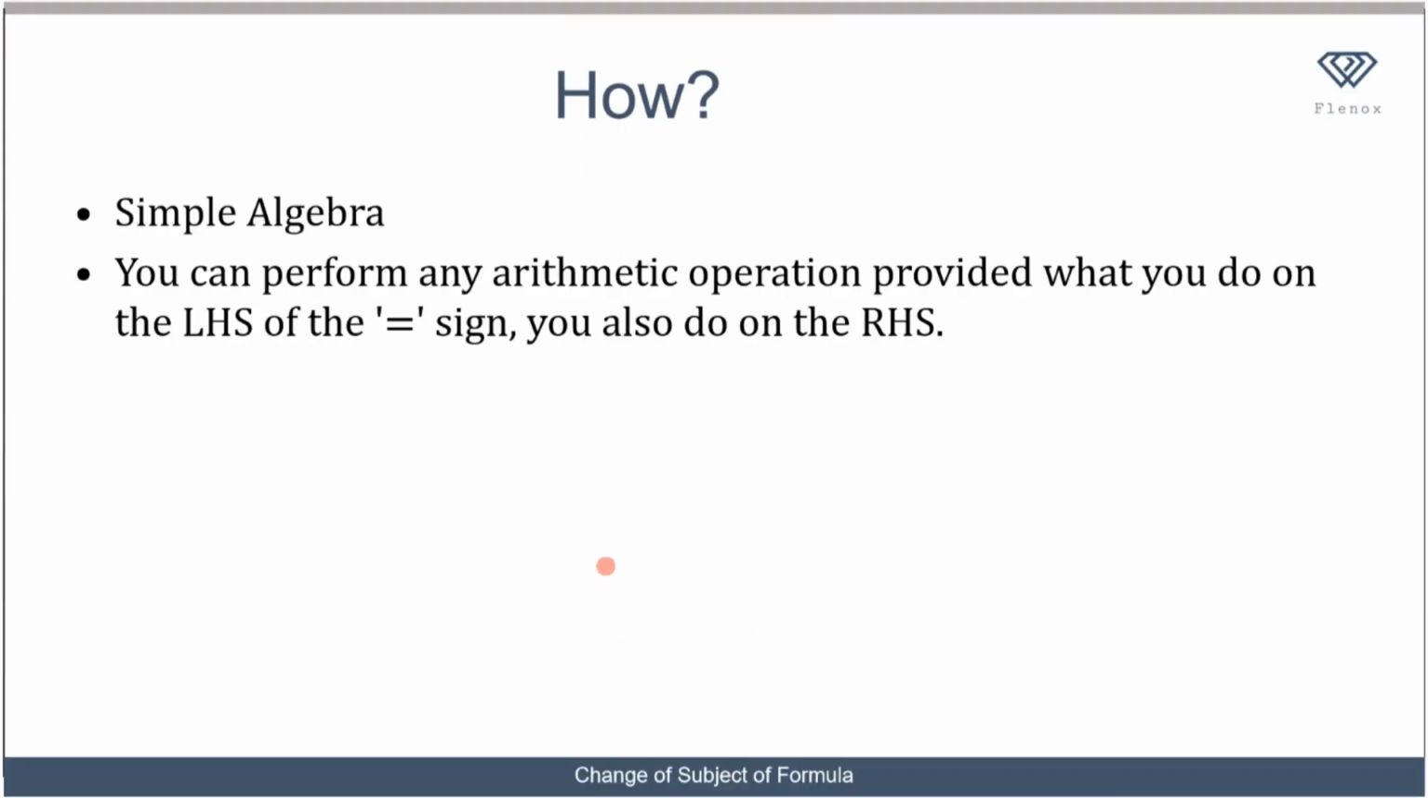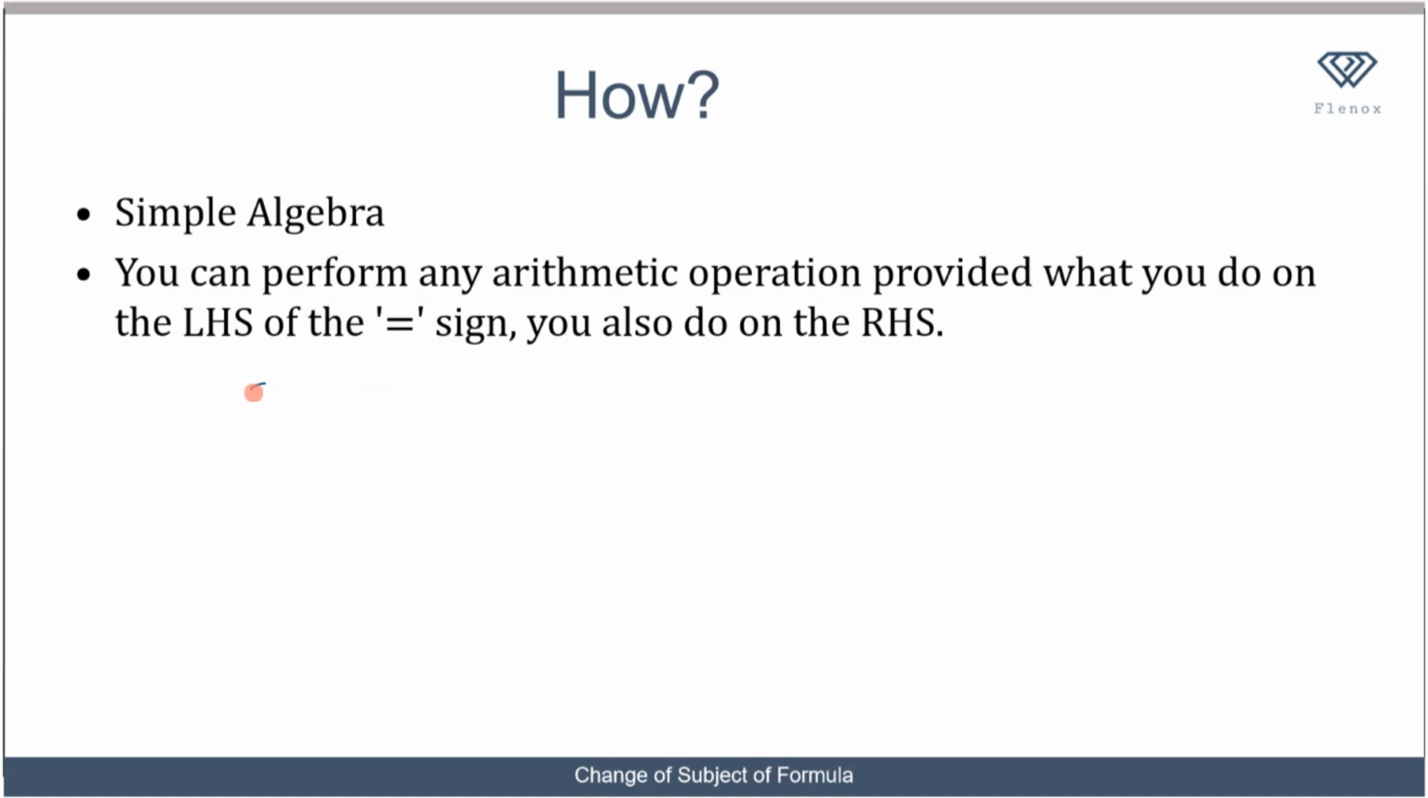So how do we go about making a variable the subject of formula? All you have to do is just your normal simple algebra, and by algebra I mean that you can perform any arithmetic operation provided what you do to the left hand side of the equal sign you also do on the right hand side.